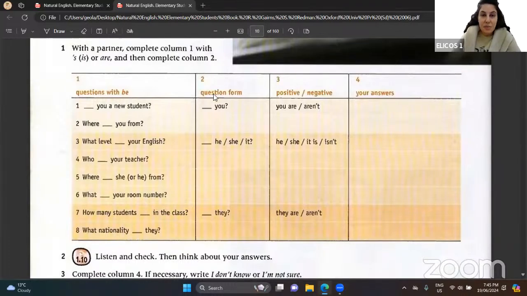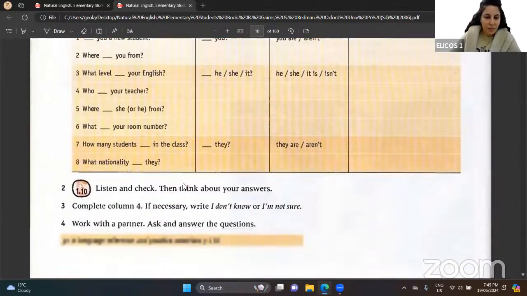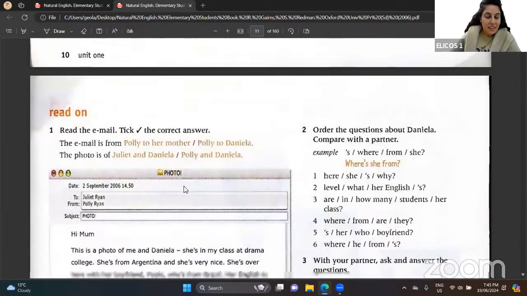Yes. Number 2, to make a question. So if someone said to you, are you a new student? You could say yes or no, and then you'd say, and you. And in number 3, if it's positive, you'd say, yes, I am. No, I'm not. Your answer. Okay, so don't worry about all of that. Let's go to the next page.